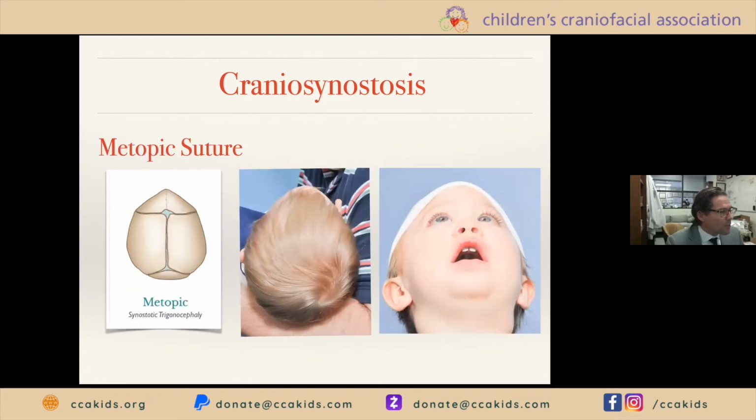Metopic is most likely the next most common. This is where the metopic suture, right in the middle of the forehead, fuses too early. And so what happens is you get this narrow forehead. And so it's pointy, and you can get what we call hypertelorism, where the eyes are closer together.